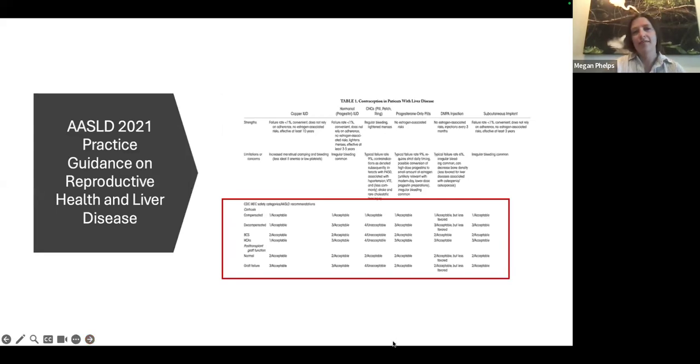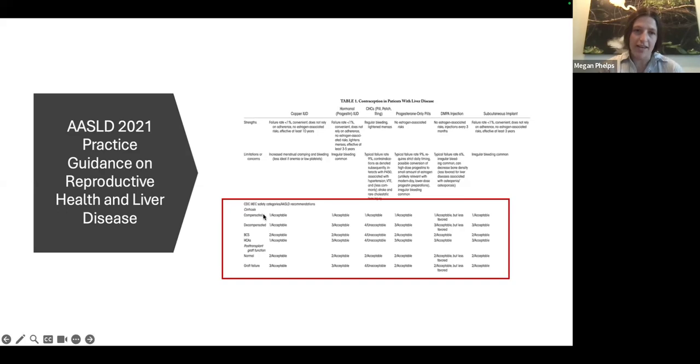This slide is from the AASLD 2021 practice guidance. At the top, it shows you the different types of contraception, and then it talks about certain considerations in patients with liver disease. For the combined options that contain estrogen, you would worry about high blood pressure, blood clots, and strokes. For the progesterone only pill, there's a theoretical risk of conversion of high dose progestins, but it's uncommon.